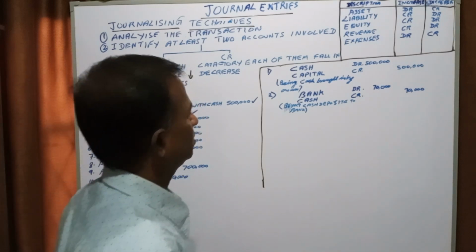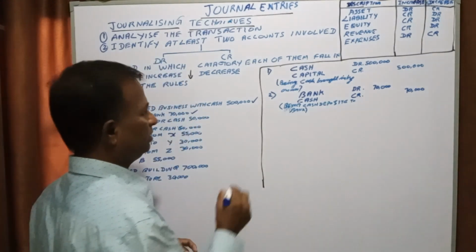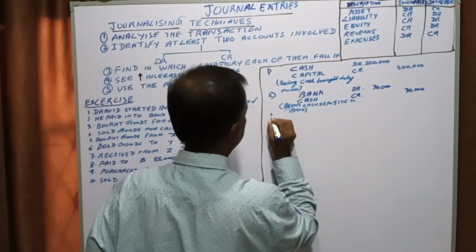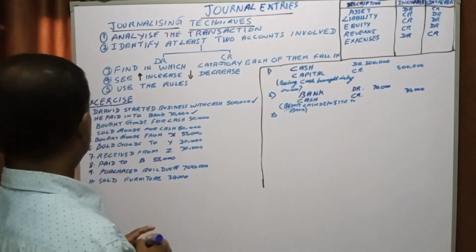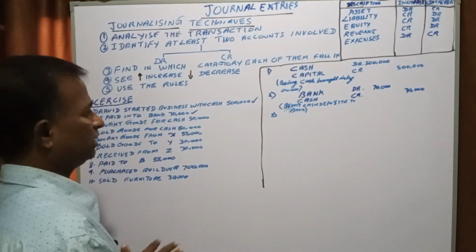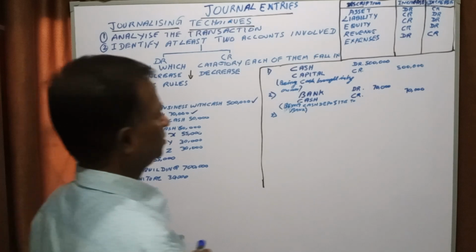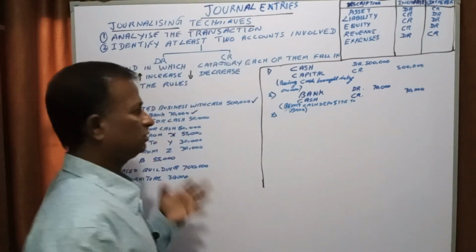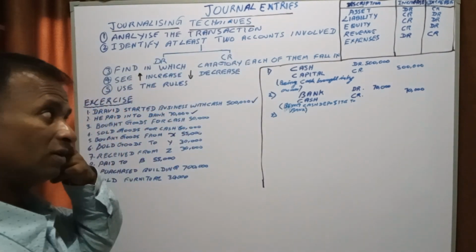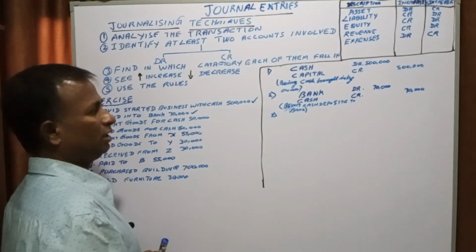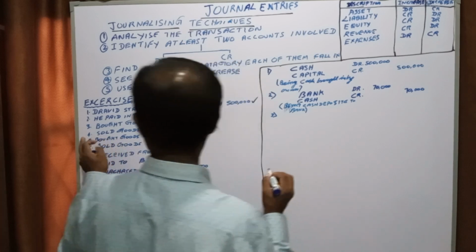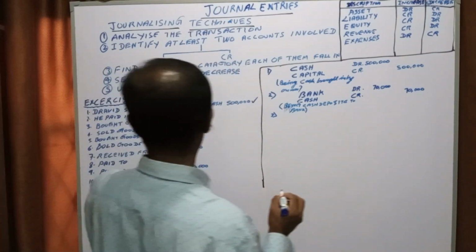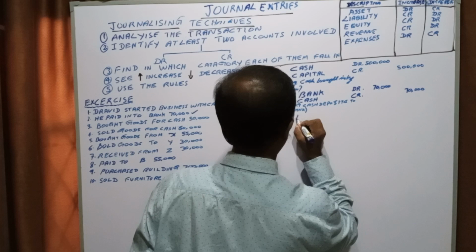Okay, understood? And now we are going to do the third adjustment: bought goods for cash 50,000. We have purchased goods for 50,000. So what are the accounts affected? One is purchases.